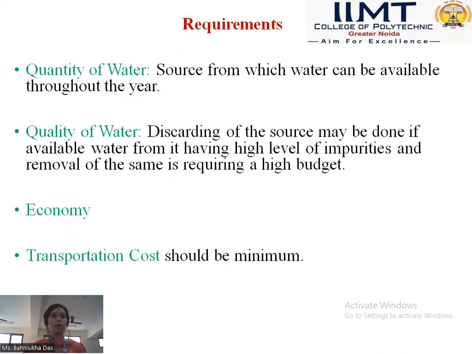Next, we have the requirements. Before selecting a particular source, there are many factors which need to be considered. One of the most important factors is the quantity of water. As I mentioned, water supply engineering deals with the collection, treatment, and distribution of water to the individual houses or to the factories or industries. Now, this distribution or collection of water depends upon how much quantity of water is required. If you are distributing a certain amount of water, that depends upon the demand of water.